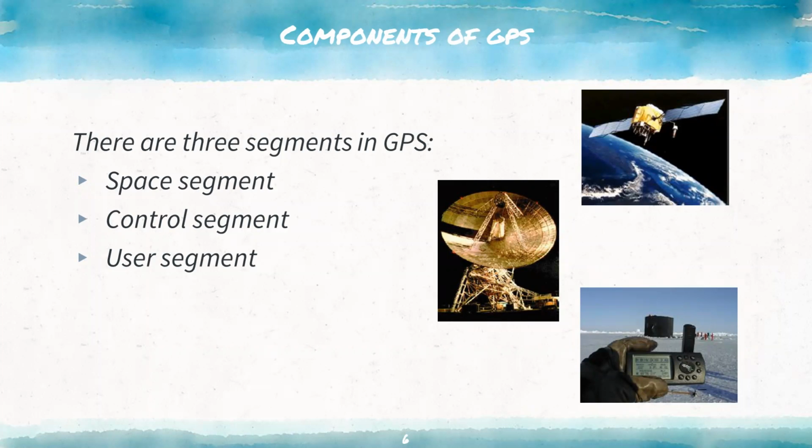Components of GPS. There are three components in GPS. First one is the space segment, which is used to give the current GPS satellite position and time. Second one is the control segment, used to track the GPS satellites, upload updated navigational data, and maintain the health status of the satellites. Third one is the user segment, used to calculate the user's three-dimensional position and time. Let's see the next slide.